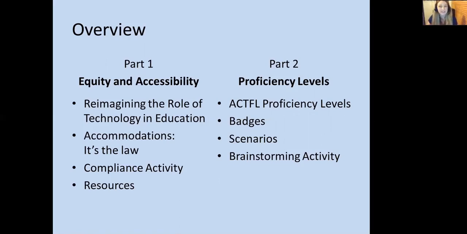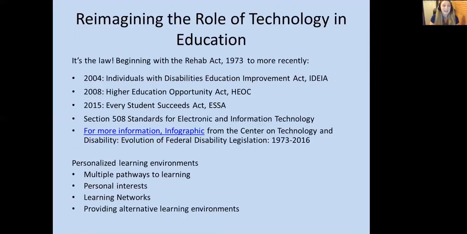There's also been some buzz about badges, which I'm really excited about. So again, I mentioned the reimagining of the role of technology in education, and just to summarize the legal aspect of it, it started with the Rehab Act in 1973. In 2004, we have the IDEA Act, or the Individuals with Disabilities Education Improvement Act. 2008, the Higher Education Opportunity Act.